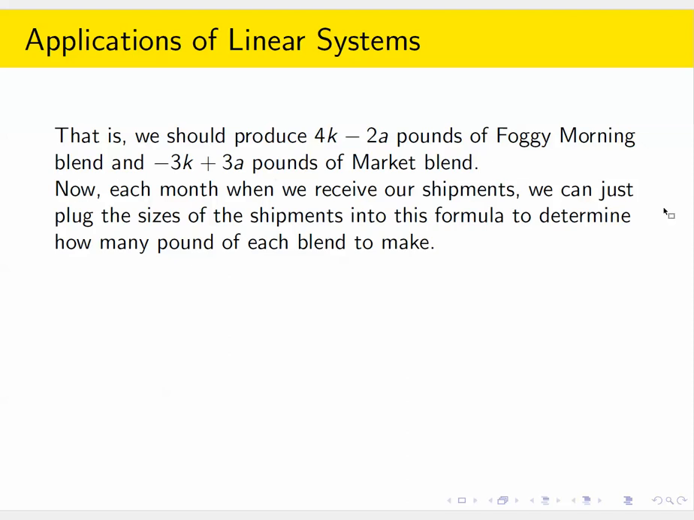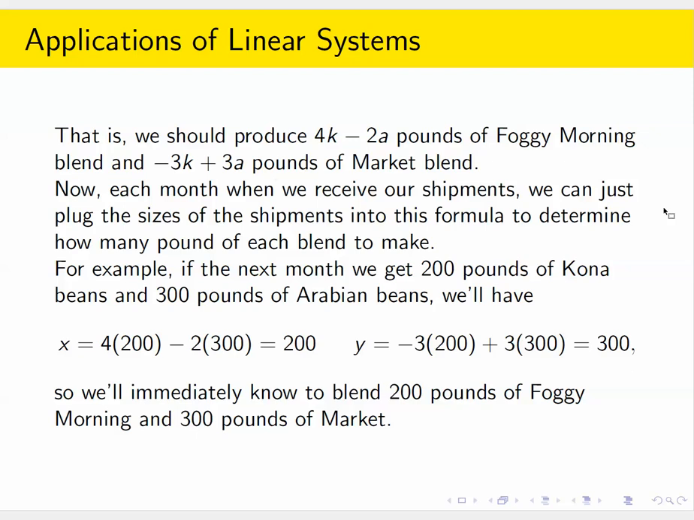And once you have a formula like this, it would be easy to code it up, for example, in a spreadsheet to get the answer very quickly once your shipments arrive. So for example, if we get 200 pounds of Kona beans and 300 pounds of Arabian beans, we just plug those numbers 200 and 300 in for K and A, and we immediately discover that we should make 200 pounds of Foggy Morning and 300 pounds of Market blend.